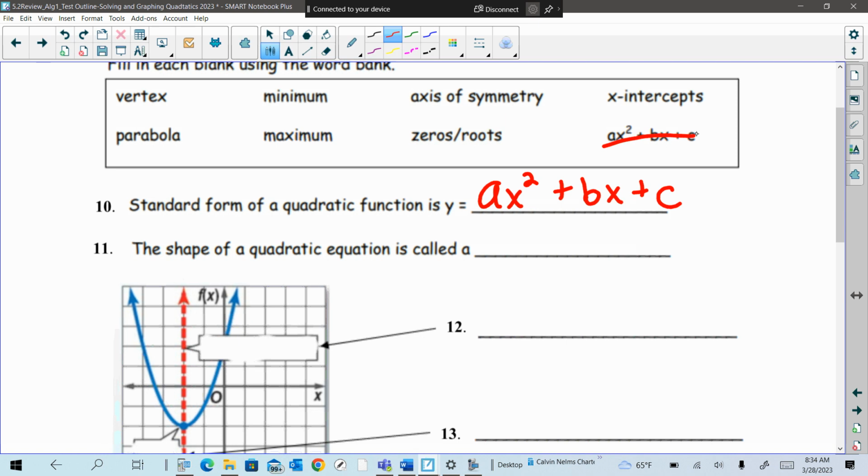The shape of a quadratic equation is called. Who remembers what the shape of the quadratic equation is called? Yeah, parabola. All right, so we use that one.